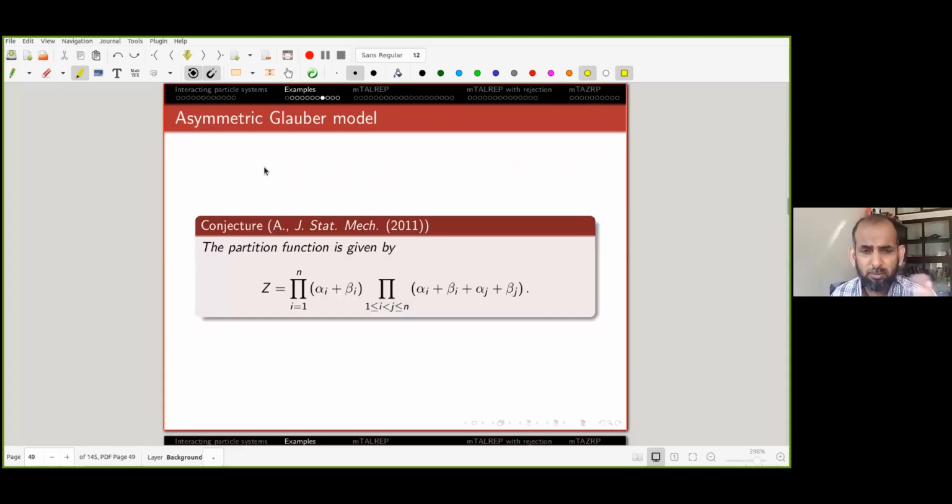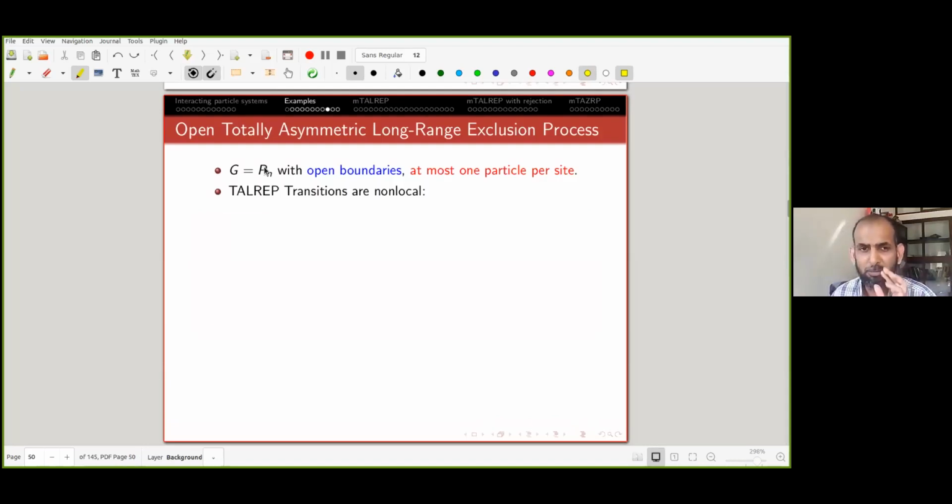So I don't want to say much about it. I want to focus on the long-range exclusion process. So let me talk about this. It's the simplest version, or one of the simplest versions. So now let's consider the path graph with open boundaries. When I say open boundaries, particles will be allowed to enter and leave. And there'll be at most one particle per site. Here, because it's long range, the transitions will be non-local.